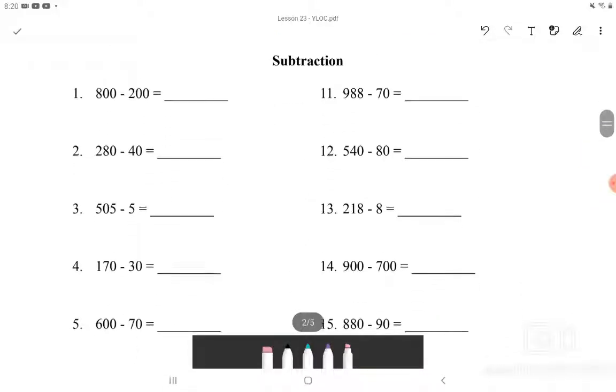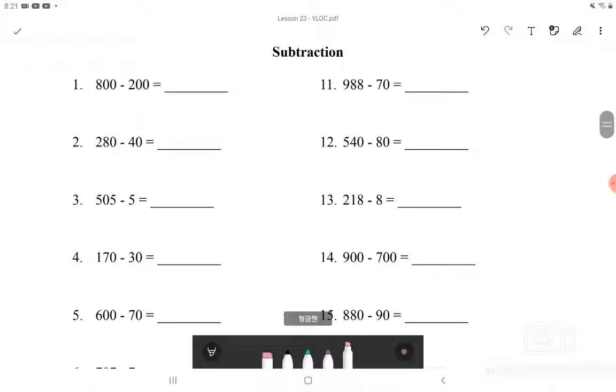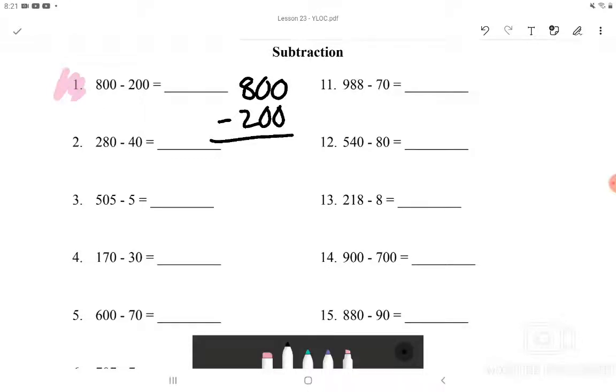Going over to the next section, we're now doing subtraction. Number 1 is 800 minus 200. 0 minus 0 is 0. 0 minus 0 again is 0. And 8 minus 2 is equal to 6. So we know that the answer is 600.